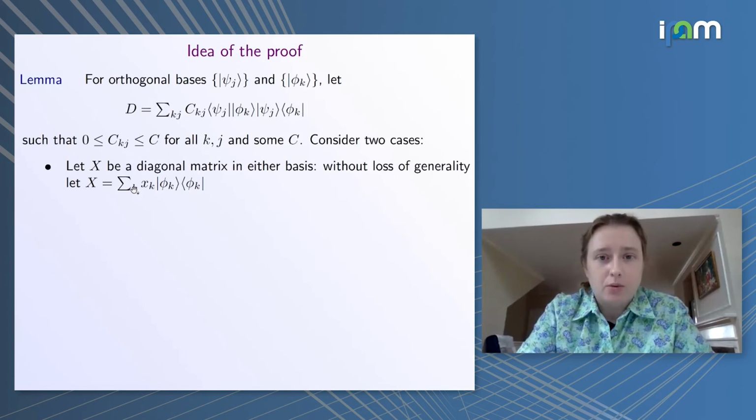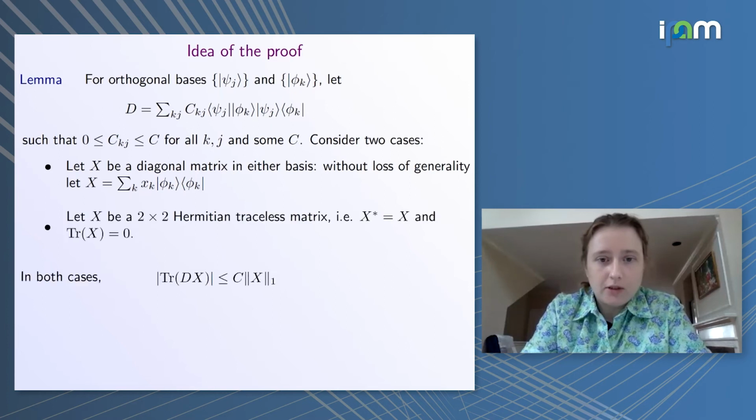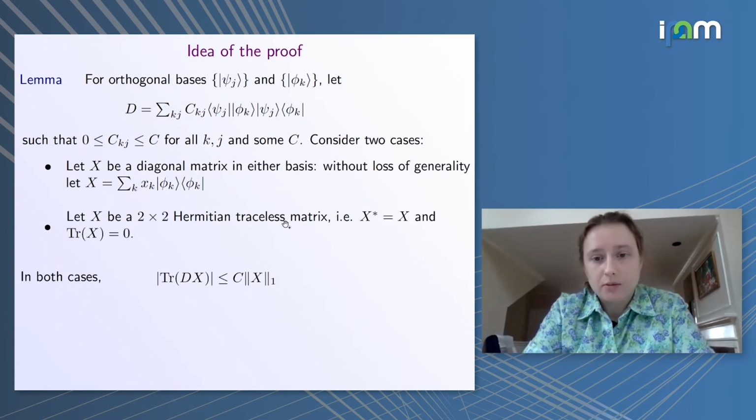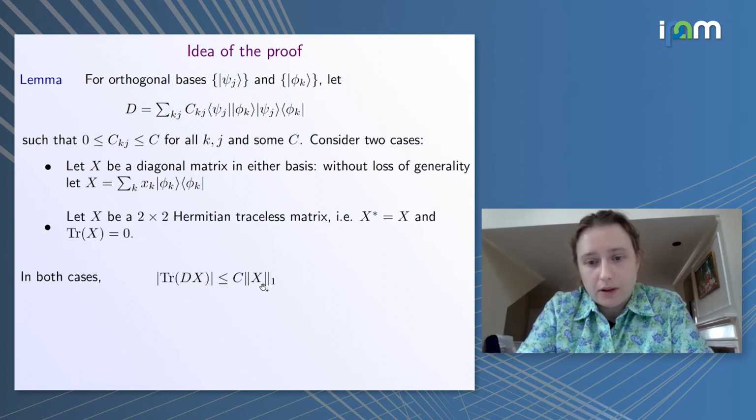So the lemma relies on the following. Let's say I have my matrix D in that form that I had previously. And then in two cases, when X is a diagonal matrix in any basis, or it's a 2 by 2 traceless matrix, like rho minus sigma is, then the absolute value of the trace of the product is less or equal than C, where C is the maximum constant over here, the matrix maximum entry there, times the trace norm of X.